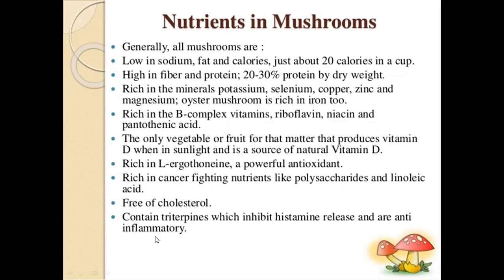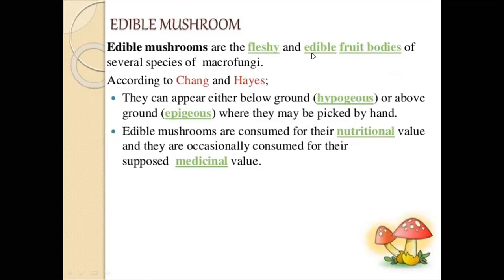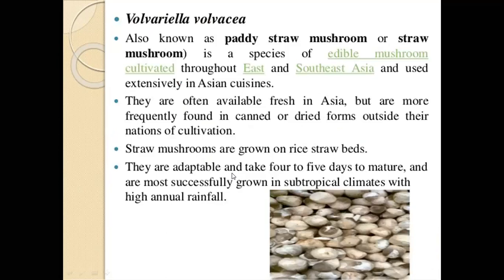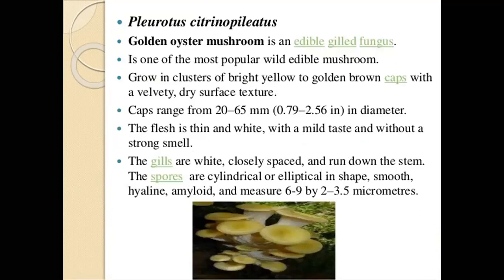So the edible mushrooms are the fleshy and edible fruit bodies of several species of macro fungi. According to Chang and Hayes, they can appear either below the ground, that is hypogeous, or above the ground, epigeous, where they may be picked by hand. Edible mushrooms are consumed for their nutritional value, and occasionally for their supposed medicinal value. So edible mushrooms consist of Volvariella volvacea, then Pleurotus sajor-caju, and the last one, that is Agaricus bisporus.